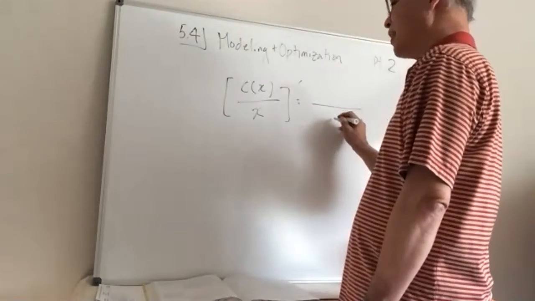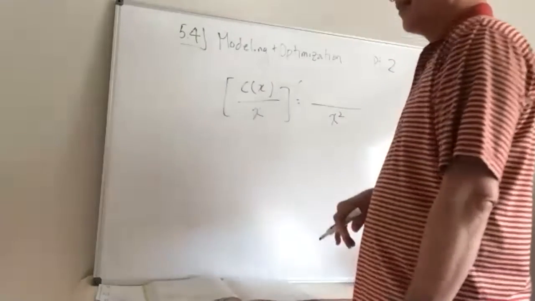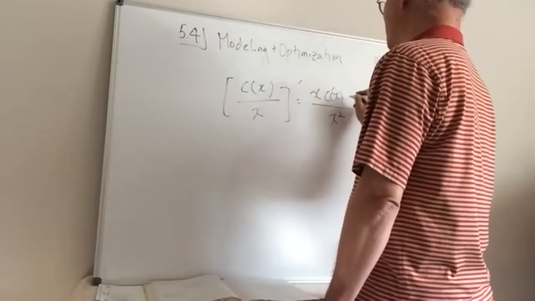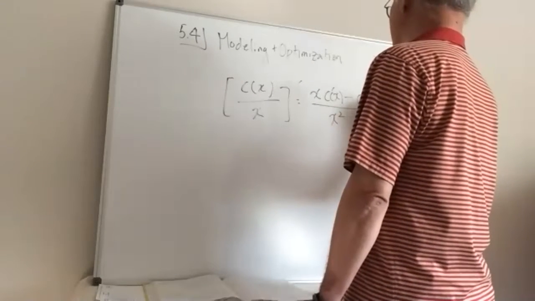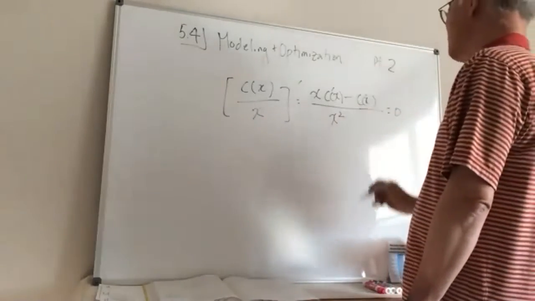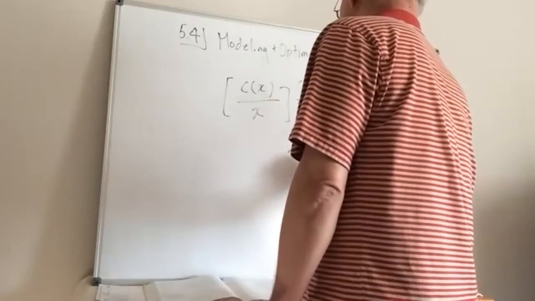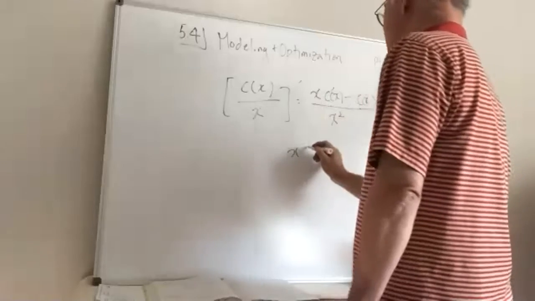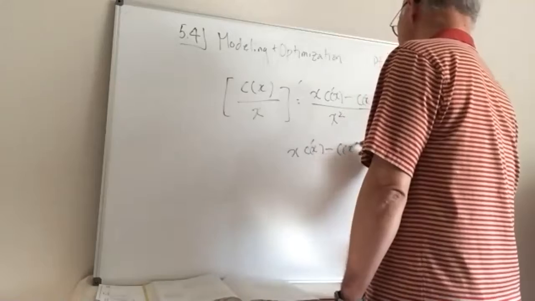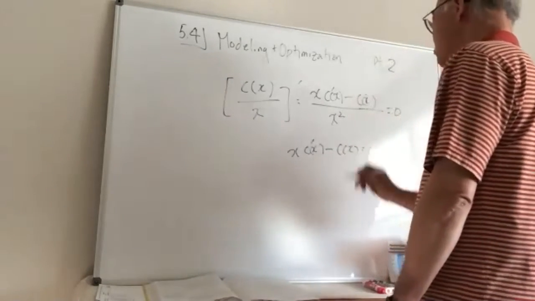So I'm going to get, on the bottom, what am I going to get? X squared, right? Then low D high, right? Low D high minus high D low. D low is going to be 1, right? So I want to set this equal to 0. So what am I going to get? Basically the top has to go to 0, right? So I'm going to go x C prime of x minus C of x, and this is going to be equal to 0.